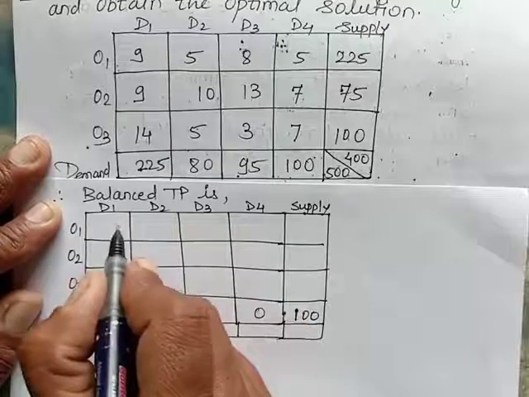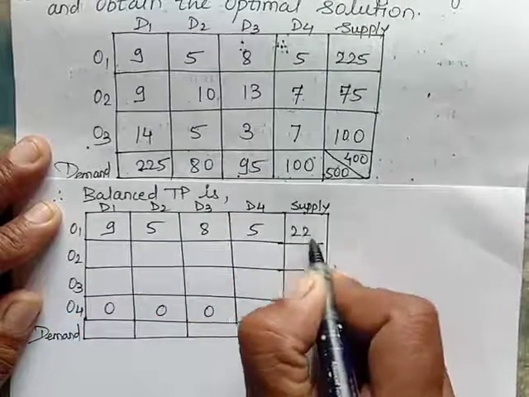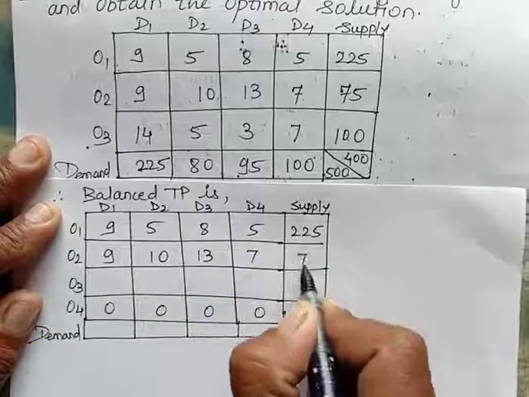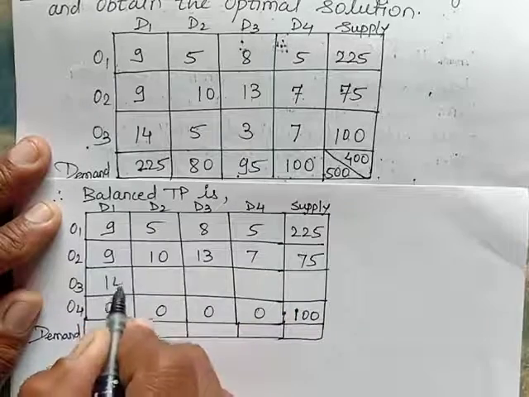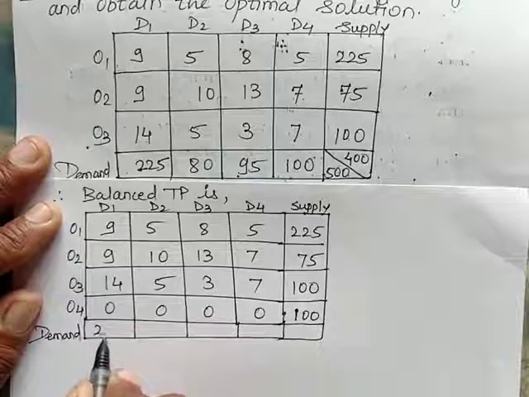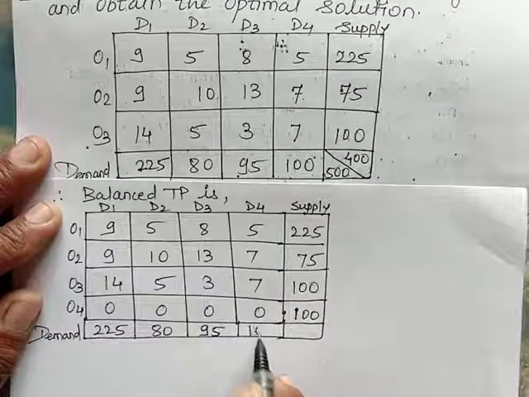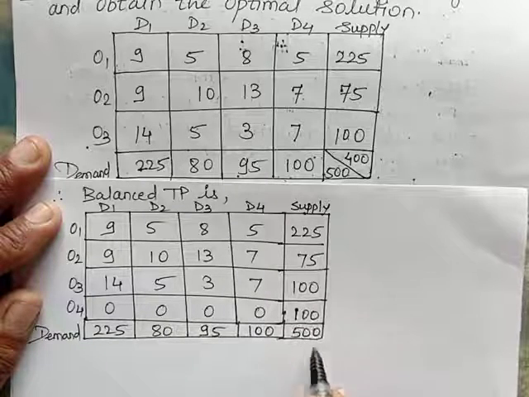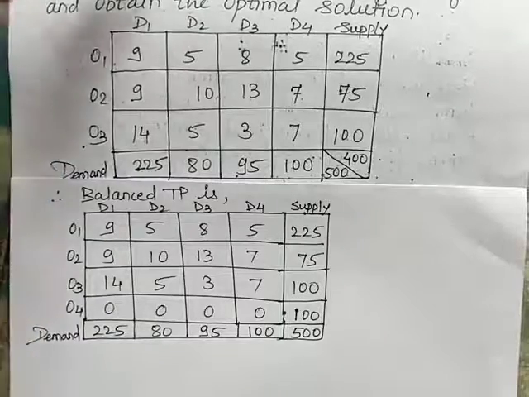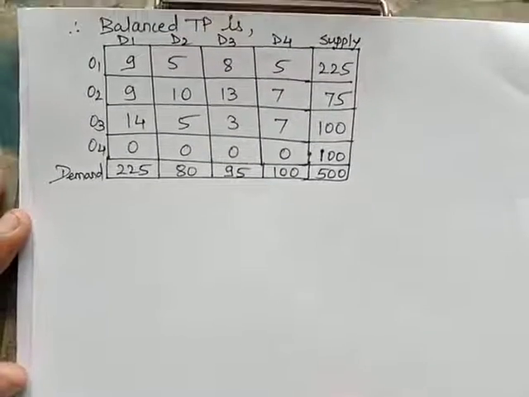Okay. So here the other costs are as they are: 9, 5, 8, 5. This supply is 225. 9, 10, 13, 7 and 75. This is 14, 5, 3, 7 and 100. This is 225. This will be 80, 95 and 100. So total will be how much? 500. As such we can form a balanced TP. Now let's find out the initial basic feasible solution for this using VAM.